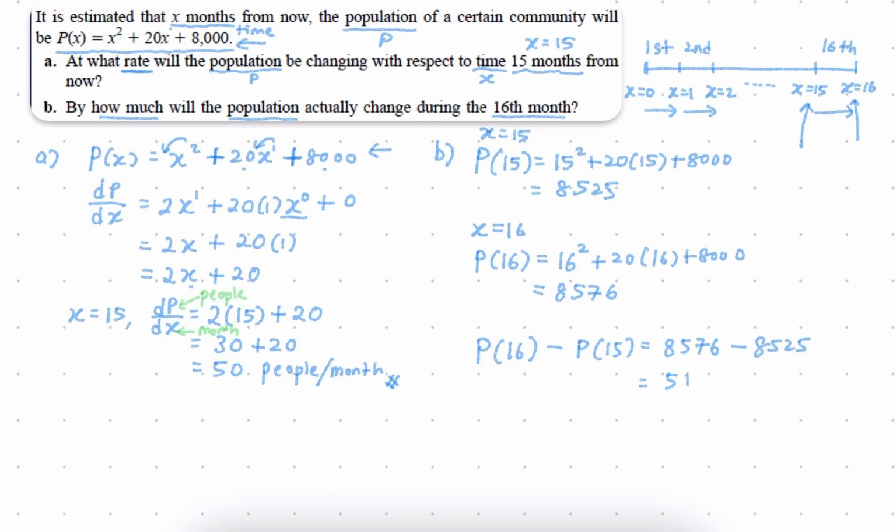And in this case, the measurement unit, if you refer back, all this refers to P, population. A population minus a population is still the population. We understand that the measurement unit for population is people, so we just put people. So it's 51 people. That is the change we observe in the month of 16, which is 51 people.